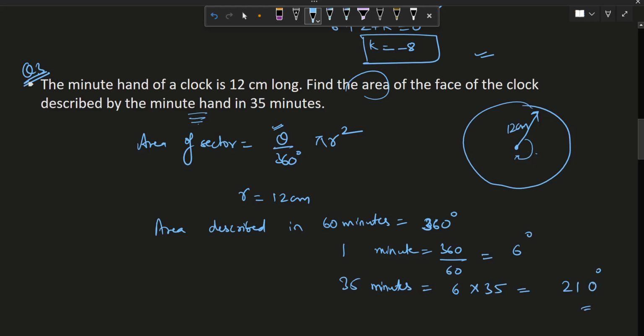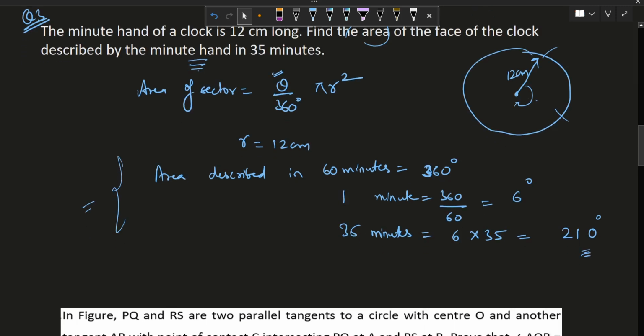If it is a 1 mark question, they would have asked only the angle covered. They might give you the time from this time to that. Okay, that might be the question. But here they have asked, you have to find out the area. So for area, let's use the sector formula directly.